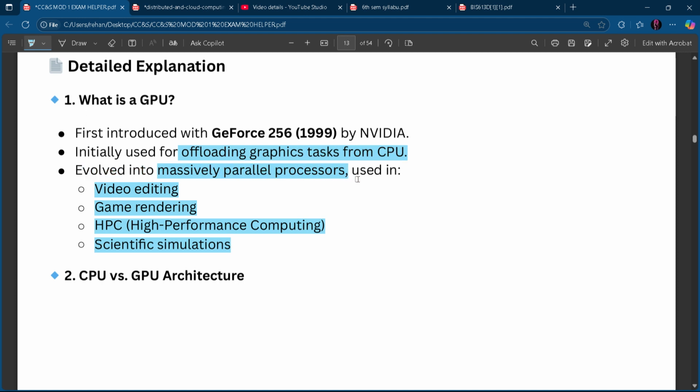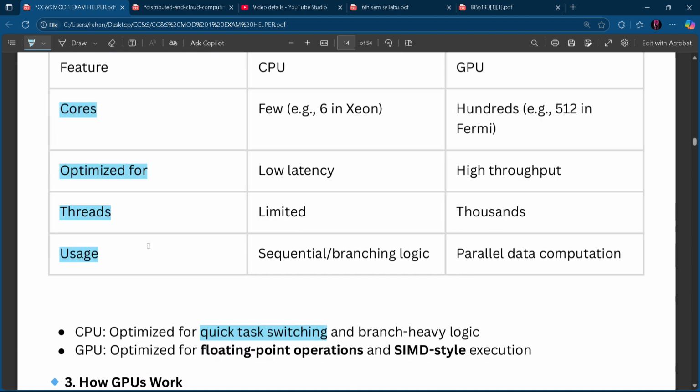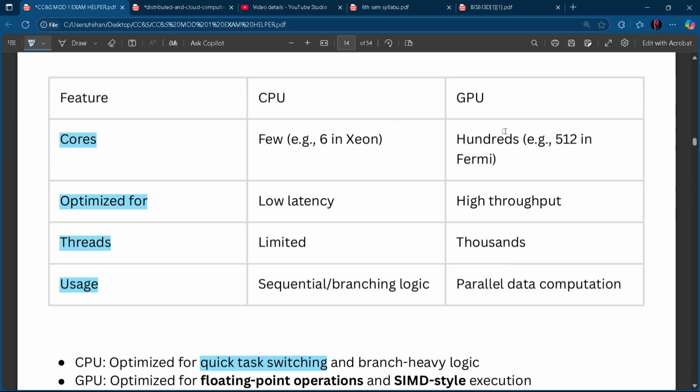Remember this as well. Then we'll go to the CPU's architecture. A CPU uses a few cores, whereas a GPU has hundreds of cores. The CPU is optimized for low latency, as we saw in the first video with HPC and HTC. HPC focuses on raw speed. Low latency means it shouldn't take much time. Latency is the amount of waiting time. If it is too much, it is very bad.